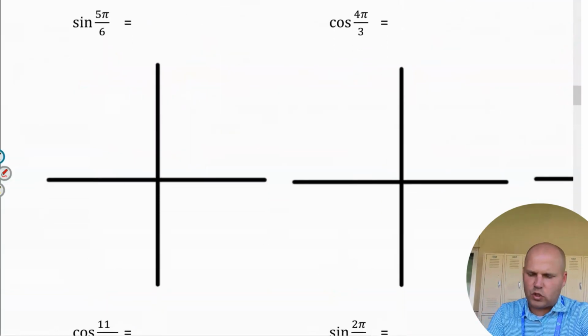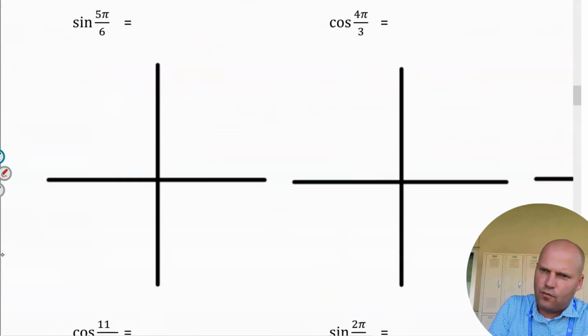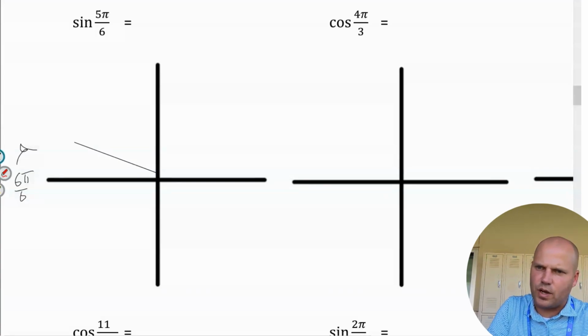Now let's move out of the first quadrant. Let's go to 5 pi over 6. Angle measurement: 6 pi over 6 minus a pi over 6 puts me in the second quadrant, 30 degrees away.